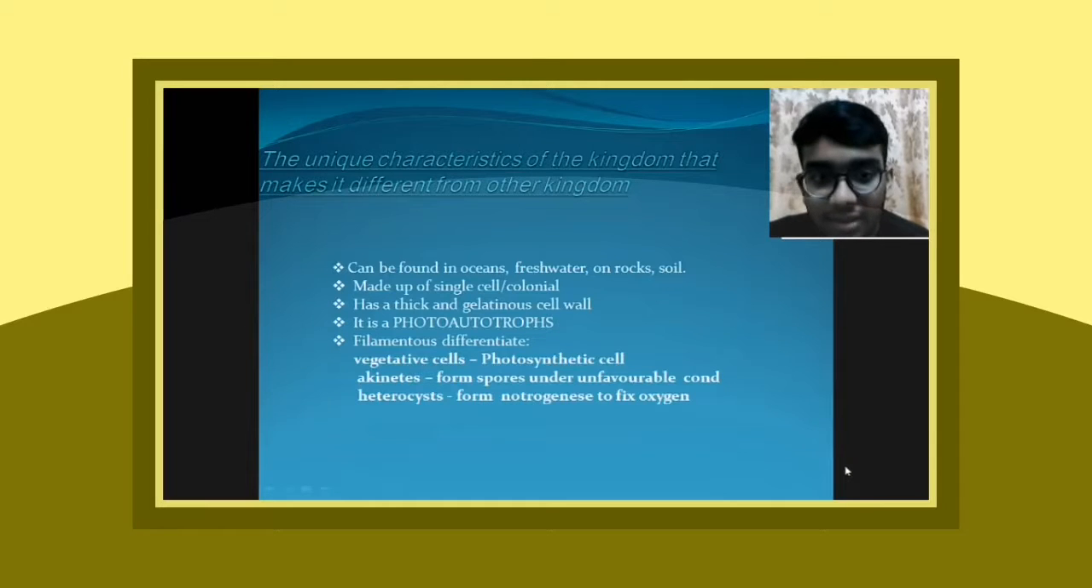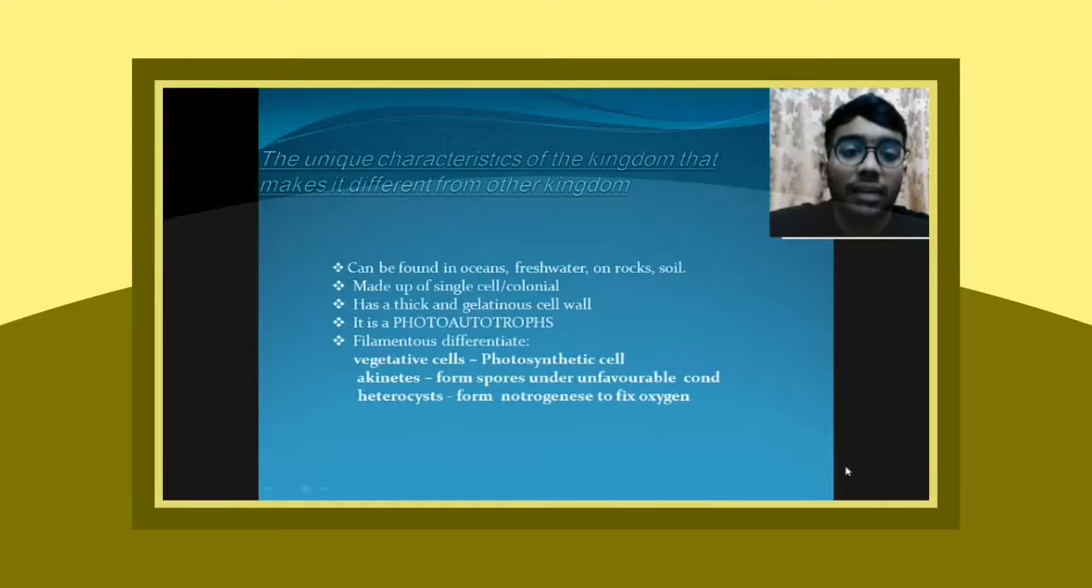Unique characteristic yang seterusnya ialah it is a photoautotroph. So photoautotroph ni maksudnya macam photosynthetic organism that utilizes energy from light to synthesize organic molecules, like green plants that convert carbon dioxide into carbohydrates in the presence of sunlight. So maksudnya itulah merupakan maksud photoautotrophs di sini.